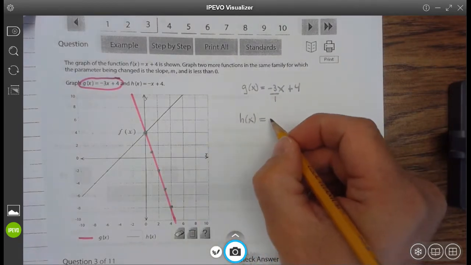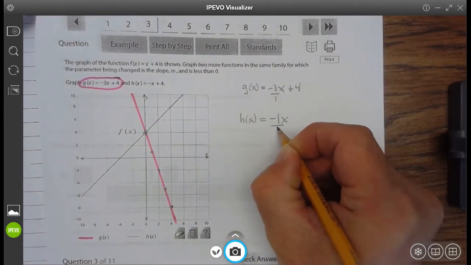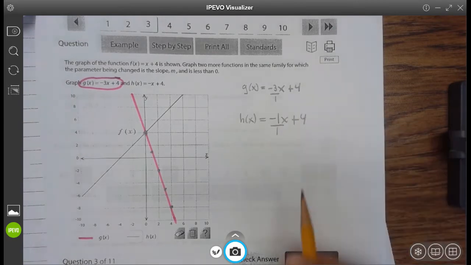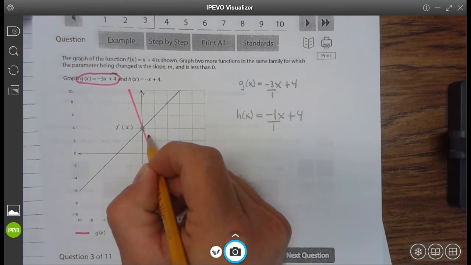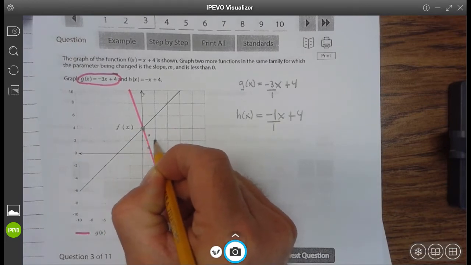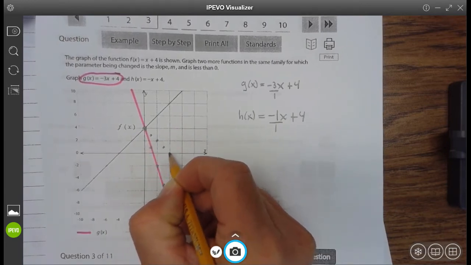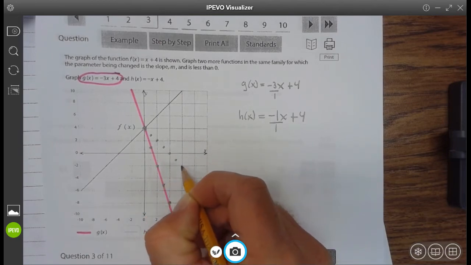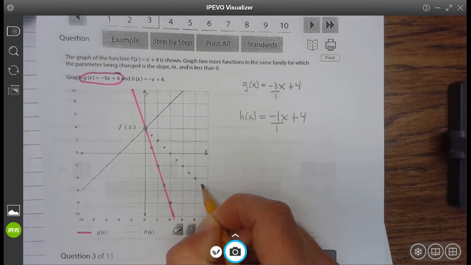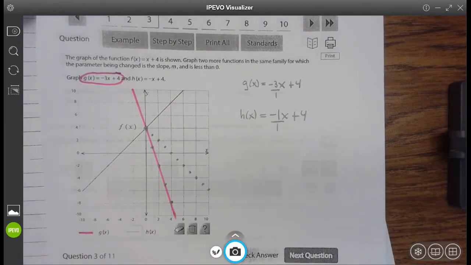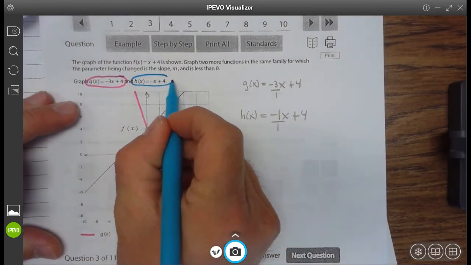All right, so h of x, now that's negative 1x, but that's divided by 1 plus 4. So we start at 4, but now we go down 1, to the right 1, down 1, to the right 1, and keep repeating that pattern. And let's go ahead and graph h of x in blue.